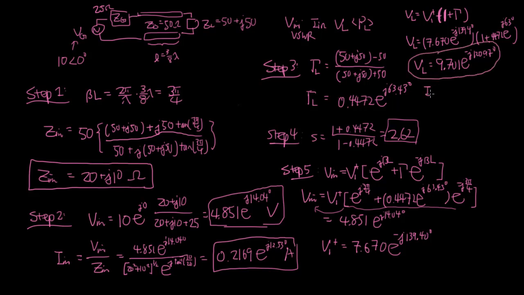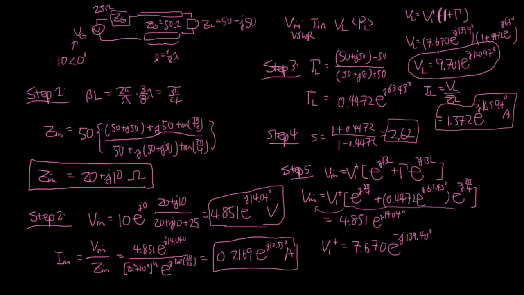And then separately, your current is just going to be VL divided by ZL, where ZL is this complex number over here. And if you plug that in and churn through it, you should find 1.372 e to the minus j 165.97 degrees amps.